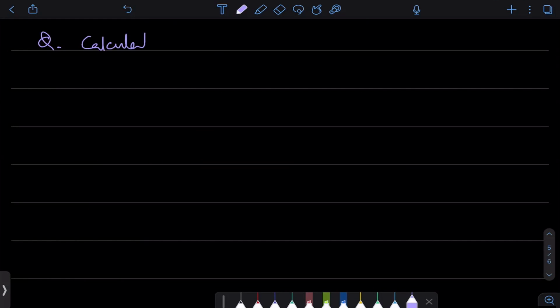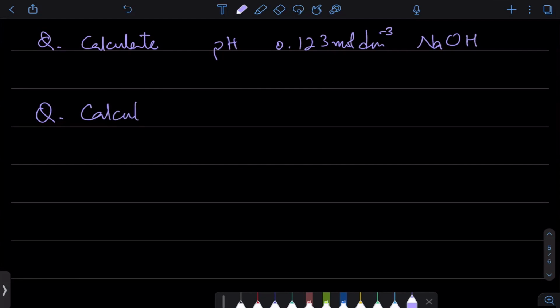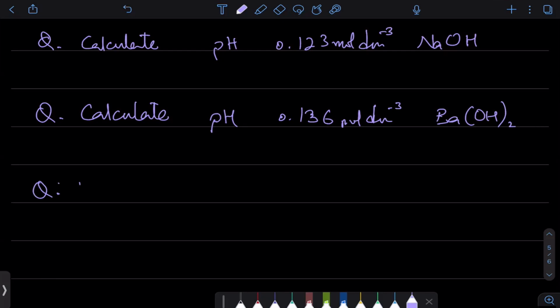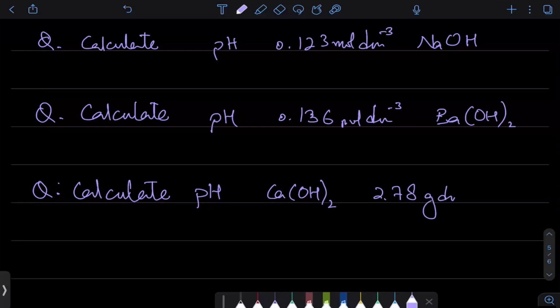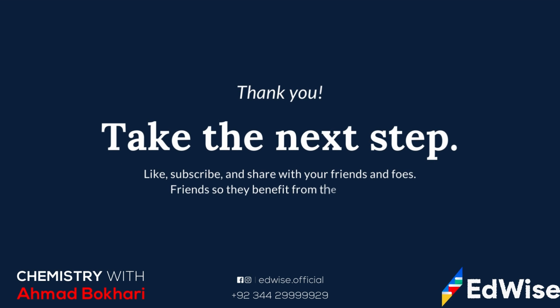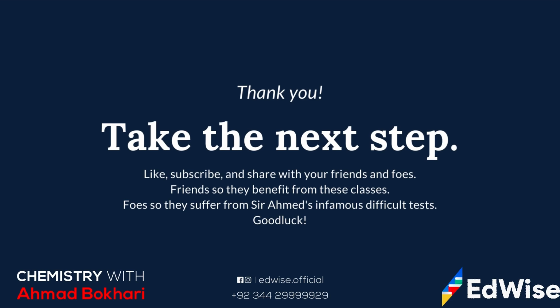calculate pH of 0.123 mole per dm cubed NaOH. Second is calculate pH of 0.136 mole per dm cube barium hydroxide. And number 3, calculate the pH if I have calcium hydroxide and all of that is dissolved with 2.78 grams in 1 dm cubed. So my assumption is that's completely dissolved. Go on, calculate your answer.